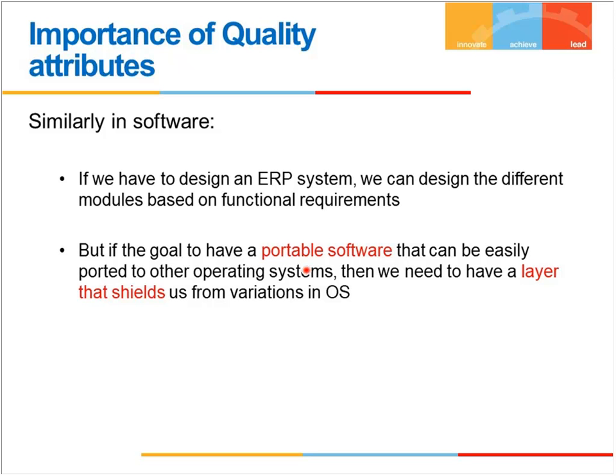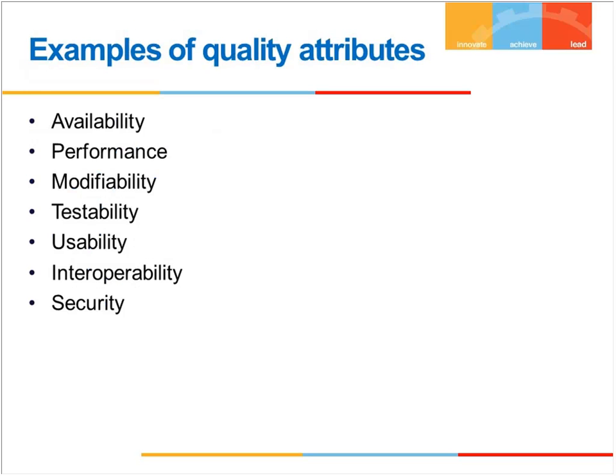So in that case, we need to ensure that there is a layer which shields all the business components, the application that we design, from the operating system accesses. So that when we change to a different operating system, the layer that shields has to be replaced, but not the entire software. Such requirements, like portability of software, that's your quality attribute, and it helps us to design the system in the correct way. So here are some examples of various quality attributes, and there are many more.